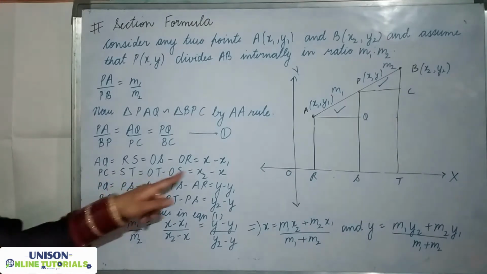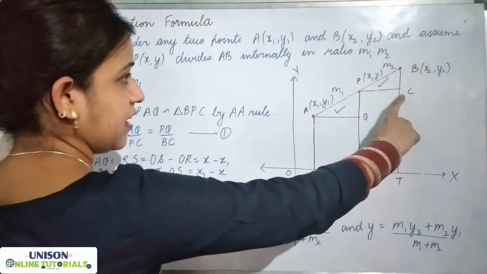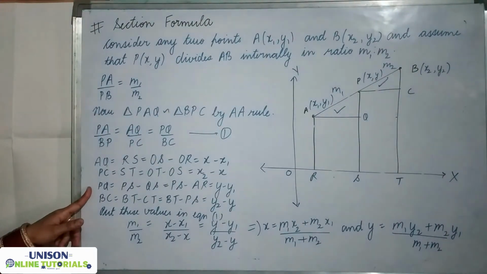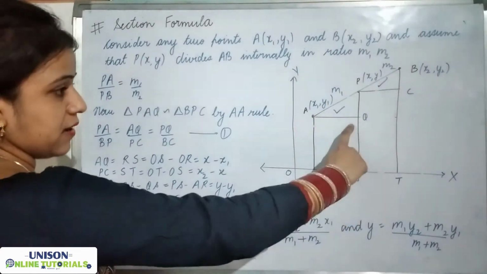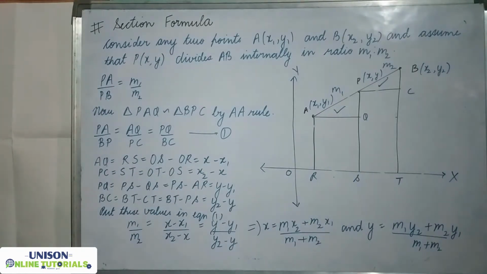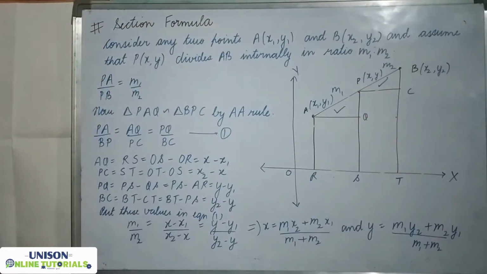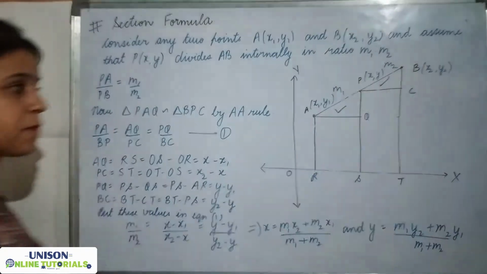Similarly, PC equals x2 minus x. You can also check this PC here. PC equals x2 minus x. Now next one, PQ. Here you can write PS minus SQ equals PQ, and PQ lies on the y-axis. So you can say that PQ equals y minus y1, because it lies on the y-axis.